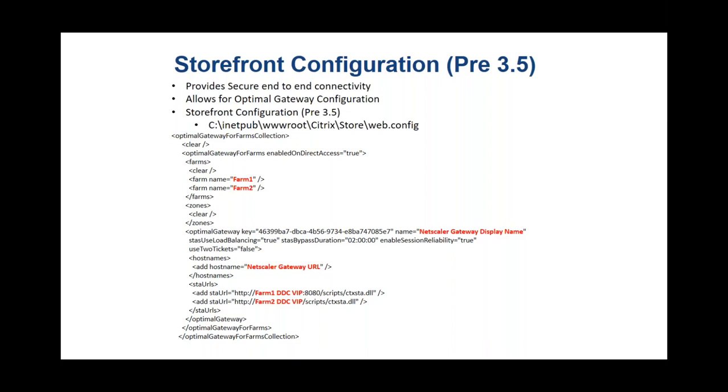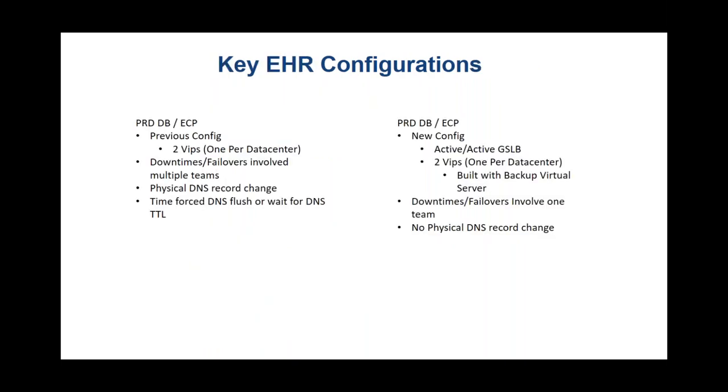Now, if you utilize HDX Insight, you'll be able to monitor all that traffic, ICA and whatnot, going through the NetScaler itself, which makes it a lot easier to maintain traffic and monitor it. I will say this does give you a point of failure if the NetScaler does go down, obviously, and you do not have a proper HA backup or a GSLB config. Your connections will drop and your users will not be able to connect.